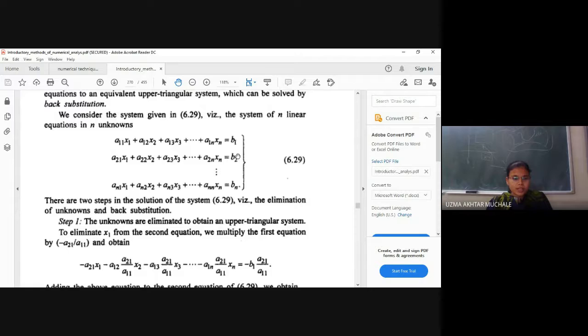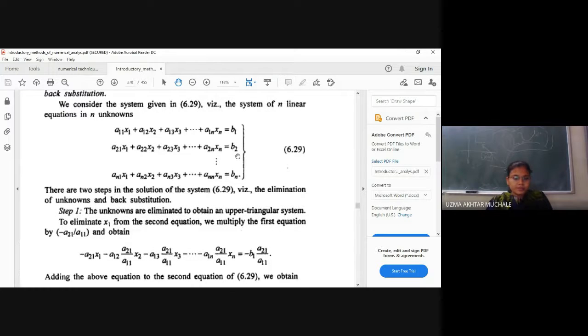What is the first step? You have to eliminate the coefficient of x1. To eliminate the coefficient of x1 from the second equation, we keep the first equation as it is. You have to reduce the system to upper triangular like this, making a triangle where the lower entries should be 0. To do this, we multiply the terms and then subtract.